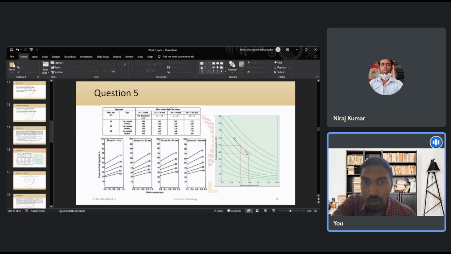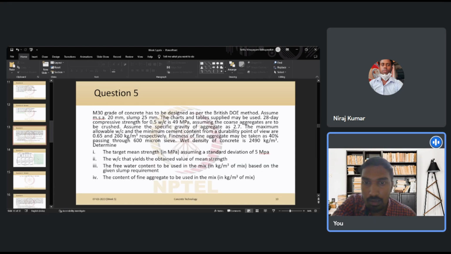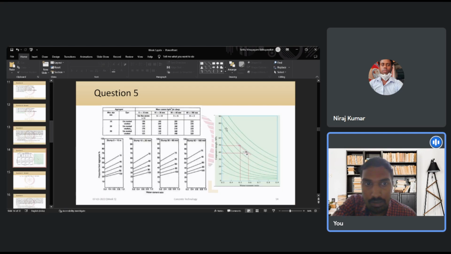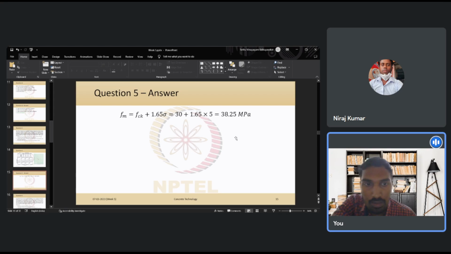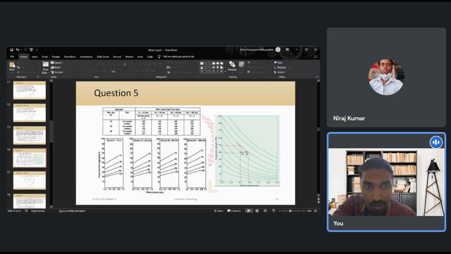Now, how do we determine the water to cement ratio for our target mean strength? Knowing that this is the curve that we will be using, and also the target mean strength which we have calculated as 38.25, if you find on this curve the water to cement ratio that will give that, it is somewhere around 0.58 or 0.59, right? So we can approximately take it as 0.6. That is how we determine the water to cement ratio to be used.